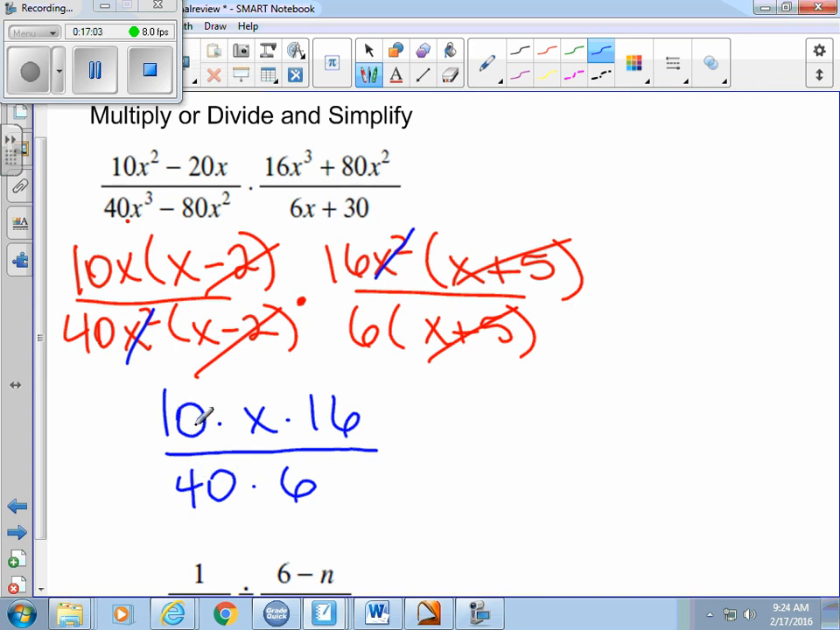Let's look at the numbers. 10 and 40. Would you agree those can simplify? Down to what? 1/4? Yeah, 1/4. Okay, so I'm going to go ahead and do that part. So I have 1 times x times 16 over 4 times 6.